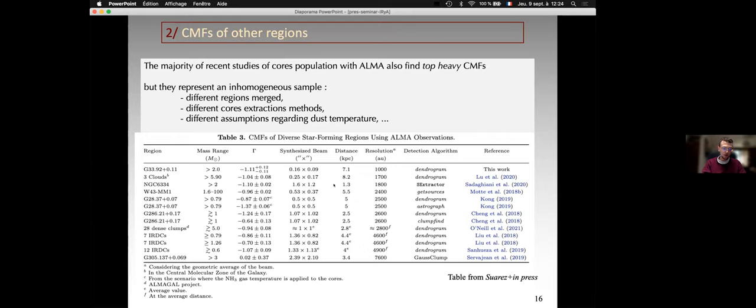I took here this table from a recent article gathering information about different regions. But there is still a problem if you want to use this table to compare regions. There is a really inhomogeneous sample here. First, some of these studies gather different regions which can be or not similar. The cores are not extracted in the same way. Some of them are using dendrograms, others GExt or clumpfind. We can also think about different assumptions for the computation of temperatures. So it says that we can have top heavy CMFs, but if we want to understand them, we need to do it in another way.